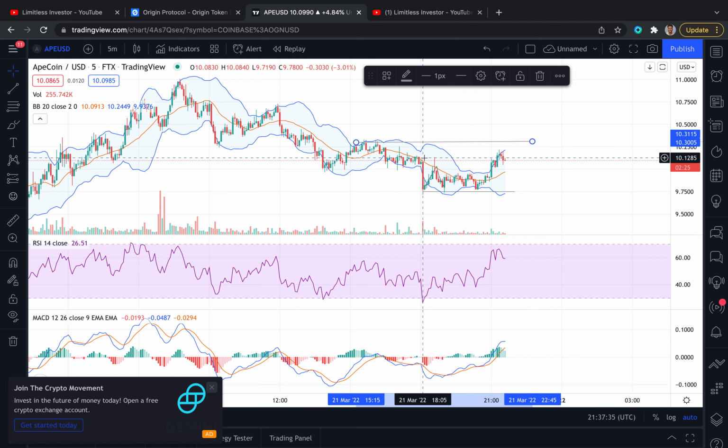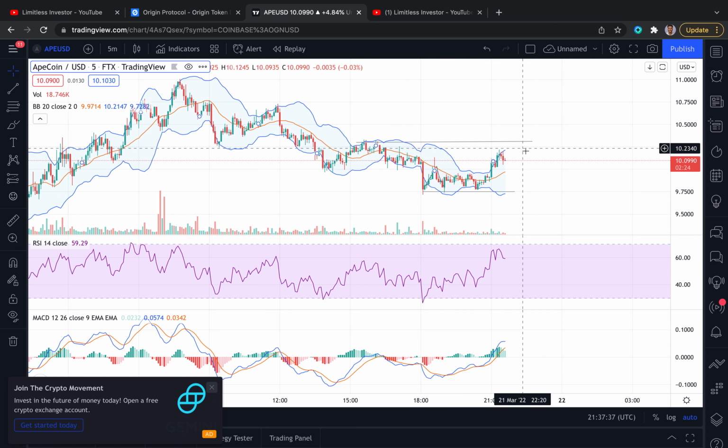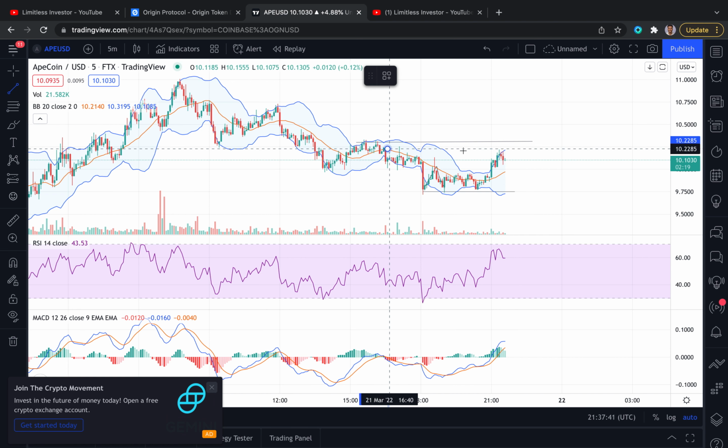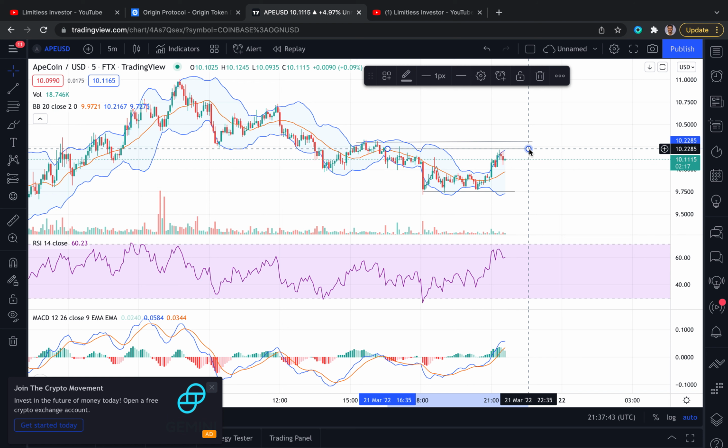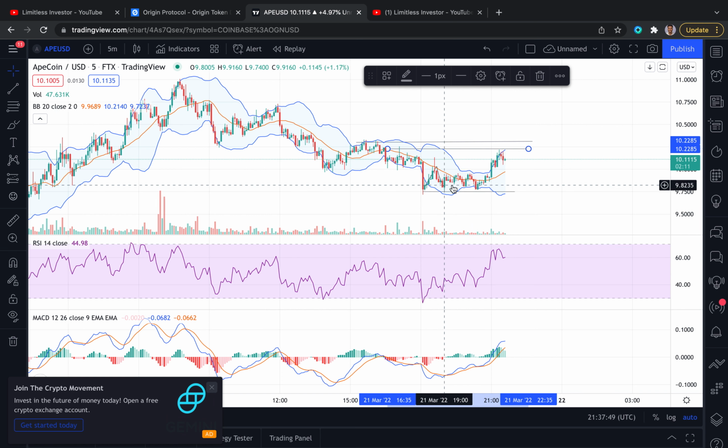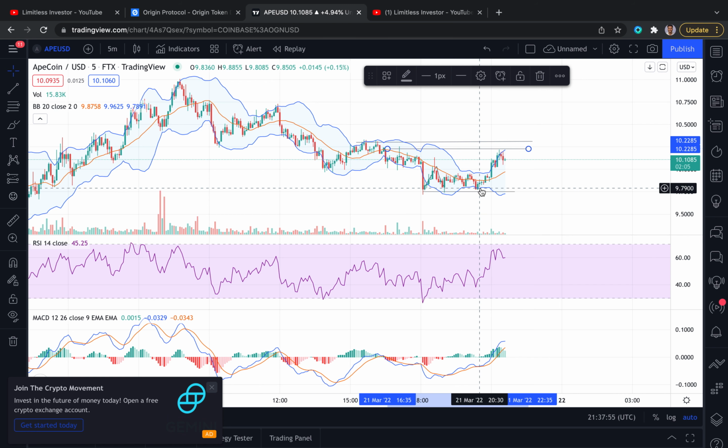And another level is at these levels right now that we are currently seeing live. We have these levels here, which tried to wick out of the levels of this resistance, but failed to do so. And for the support, we've touched it 1, 2, 3, 4 times already. So this is a very strong support level here for Apecoin at the levels of 9.79.